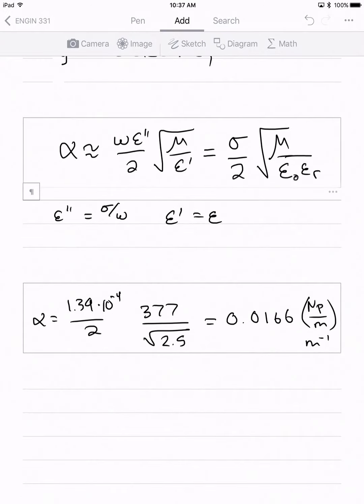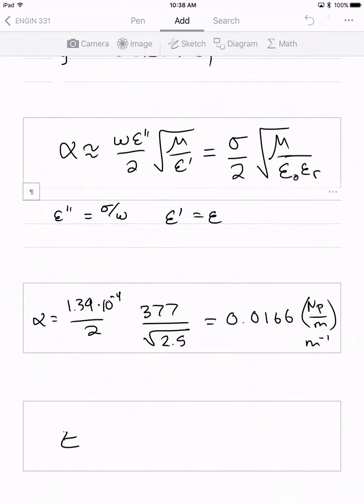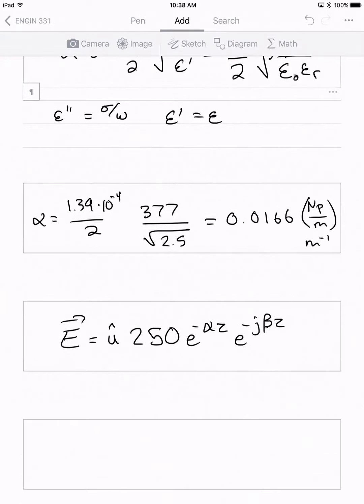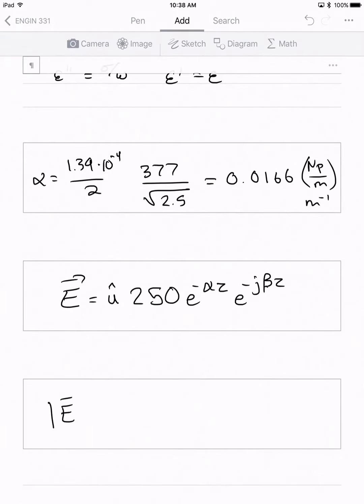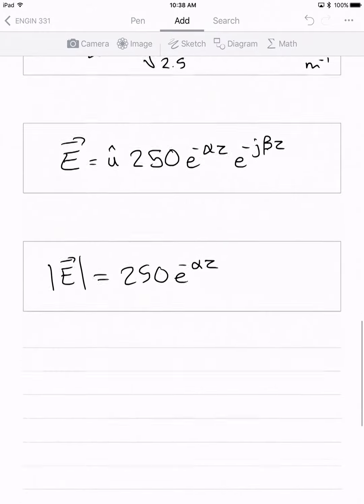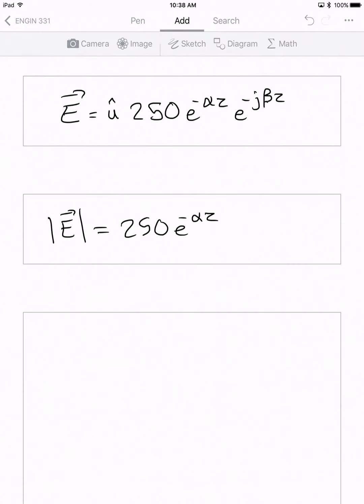The expression for our electric field then is going to be some unit vector times 250, which is our amplitude, times e to the minus alpha z, our decay versus distance, times e to the minus j beta z, our phase term. And then if we take the magnitude of that, the magnitude of the electric field is just going to be 250 e to the minus alpha z. So let's take a look at how that varies as we move through space.